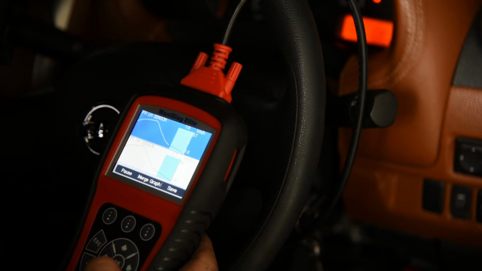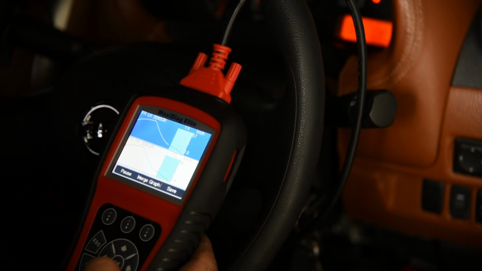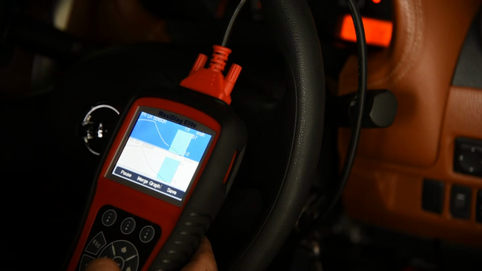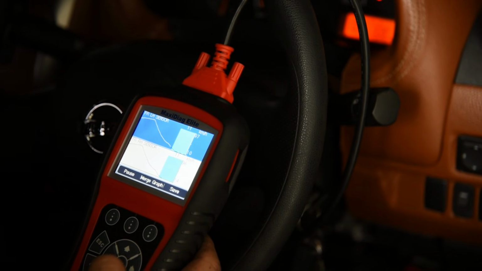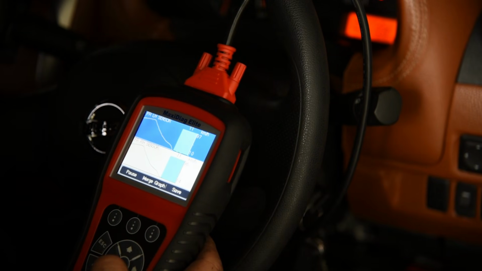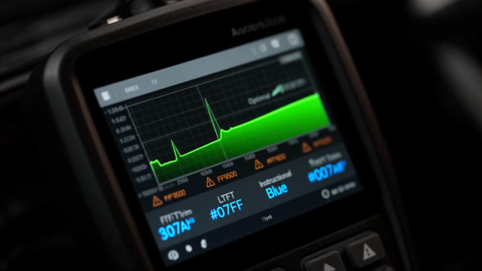MAF output at idle, before 2.1, after 4.8. Long-term fuel trim, before plus 14%, after plus 1.5%. Idle stability variation, before plus 55 RPM, after plus 12 RPM. The long-term fuel trim tells the full story.